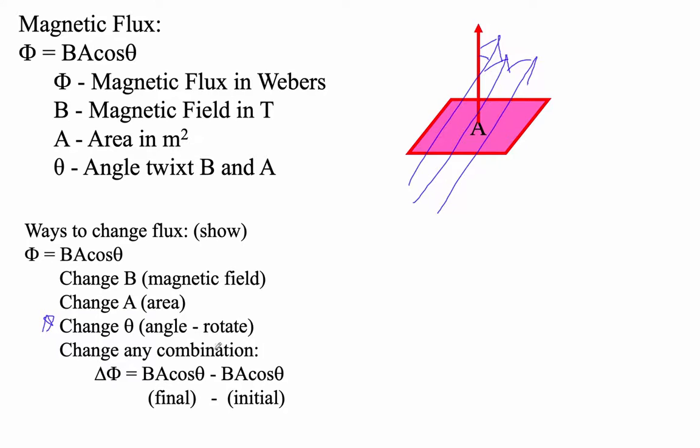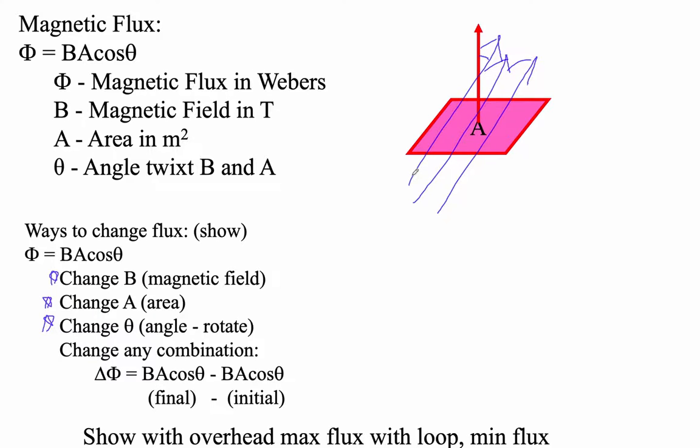And this is what alternators do. Alternators just spin loops inside magnetic fields. And then you could change any combination. Ultimately, we could change the magnetic field, the area, and the angle. I've never written a problem like that, but you could. So basically, think this way: BA cos theta minus BA cos theta. That is your change in flux. So if you change the flux, then you will induce a current in this loop.